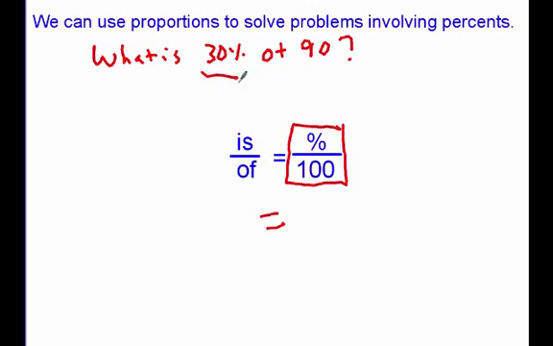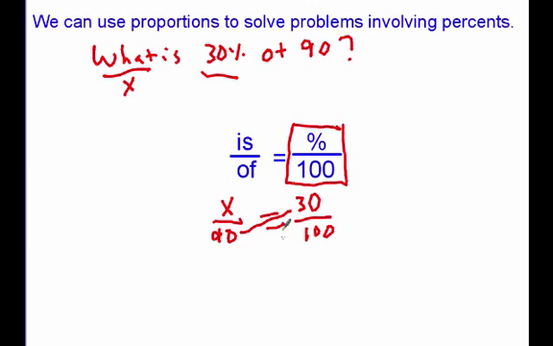The percent always goes over 100. So 30 over 100. And then I'm going to use some keywords. It says, what is 30% of 90? Well, this "of" is telling me that 90 goes on the bottom. Whatever goes with "of" goes on the bottom. And then what is cueing me in that I don't know what 30% of 90 is, so that's where my x is going to go. So I've set up my proportion here.